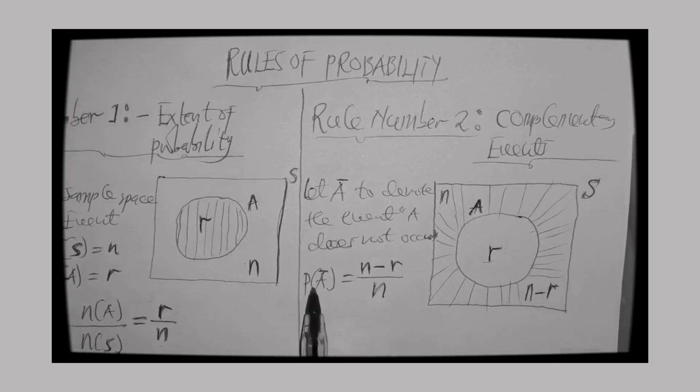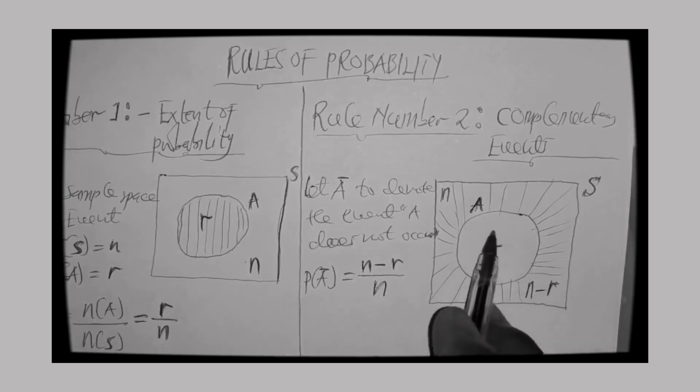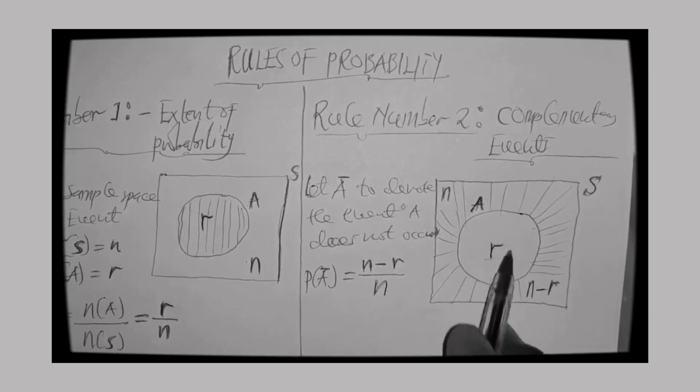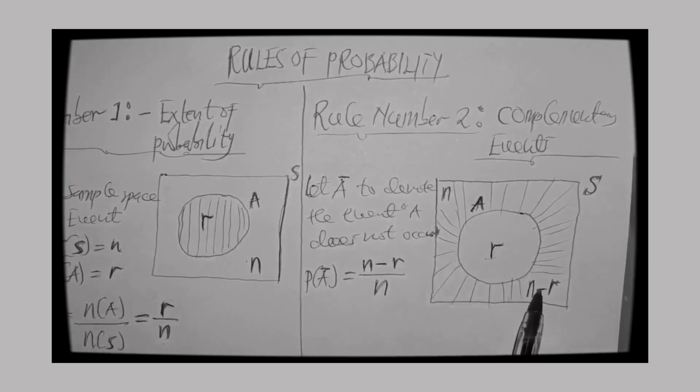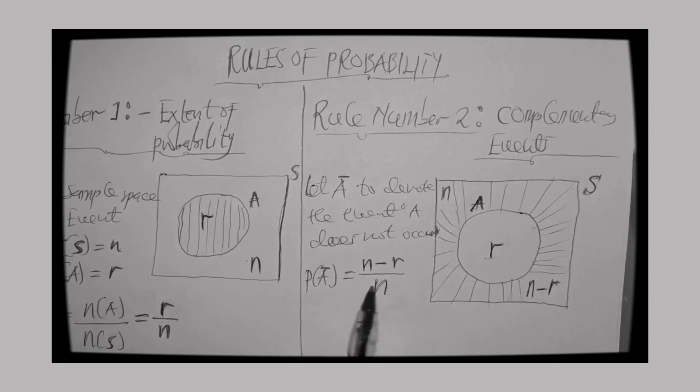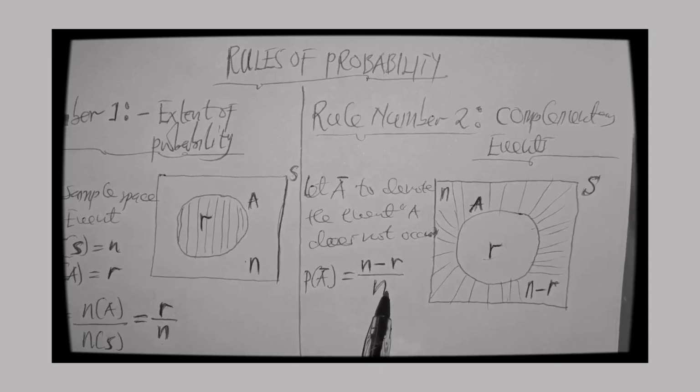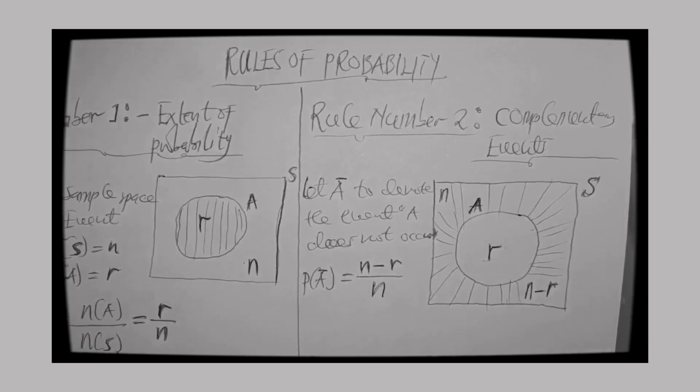So here, the event that A won't occur will be the total sample space minus the event that the R will occur, and that's why you denoted it here. Then divide by the number of sample space, which is the N. So let's take note of that.